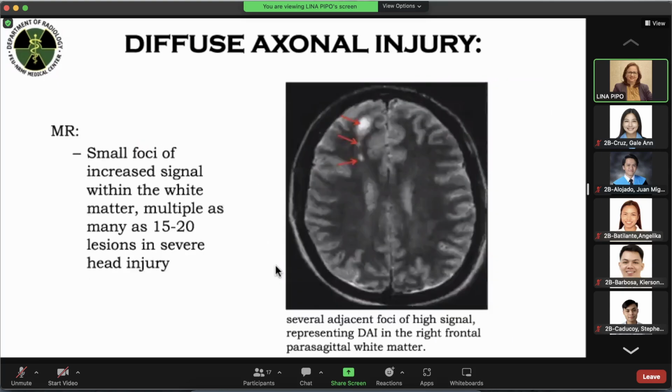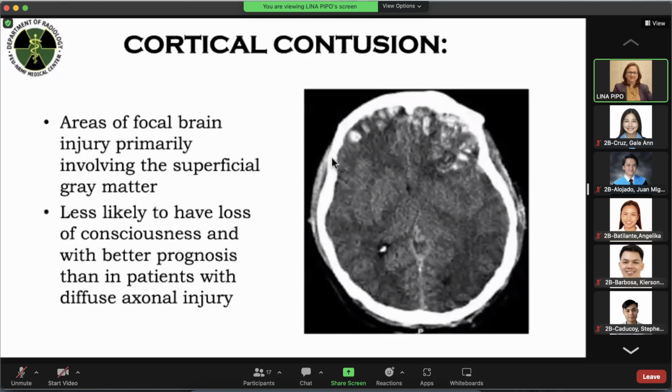In MRI, there are also small foci of increased signal within the white matter, sometimes multiple, as many as 15 to 20 lesions in severe head injury. This is your hemorrhagic diffuse axonal injury in MRI, in the right frontal parasagittal white matter. Then your cortical contusion: areas of focal brain injury primarily involving the superficial gray matter. They're less likely to have loss of consciousness unlike DAI, and with better prognosis than in patients with DAI. So with contusion, better prognosis.